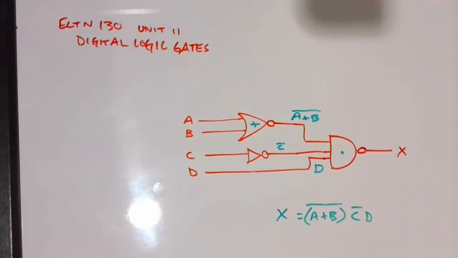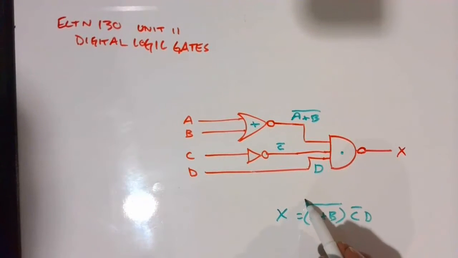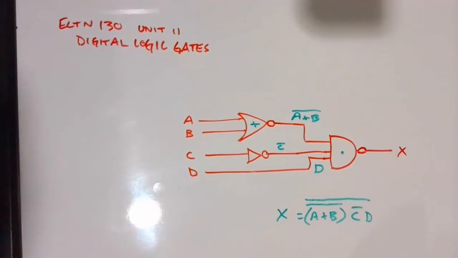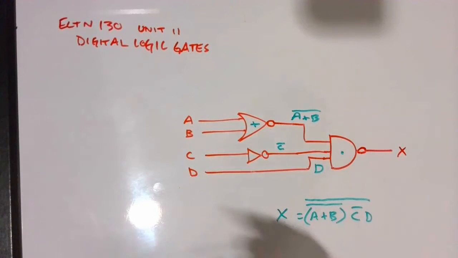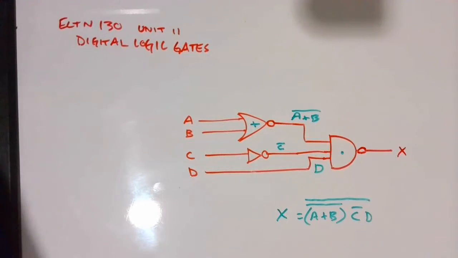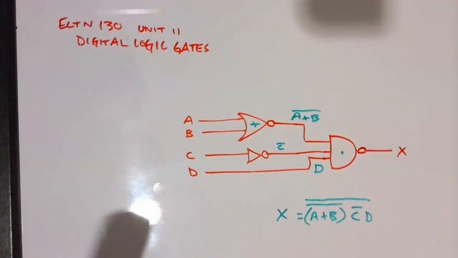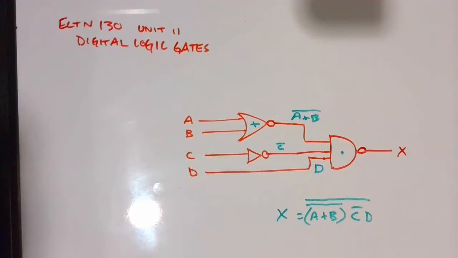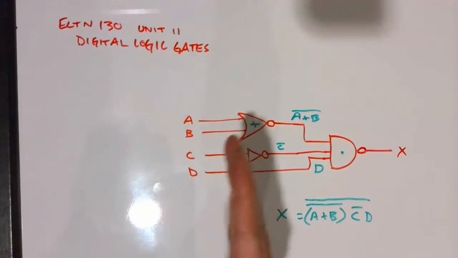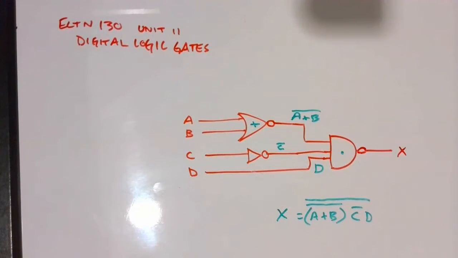Now that means the whole thing is going to be complemented. So we'd have to write a bar over the entire equation. Now, we're not going to be doing what's called Boolean reduction, where we try to reduce the circuit or change it. So that would be the final expression there for the circuit. So those are some examples of where we're taking a circuit and creating the Boolean equation from it. And again, following this left to right process is very helpful.